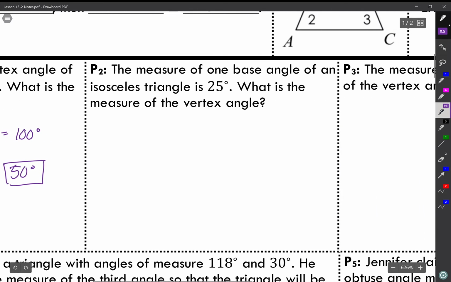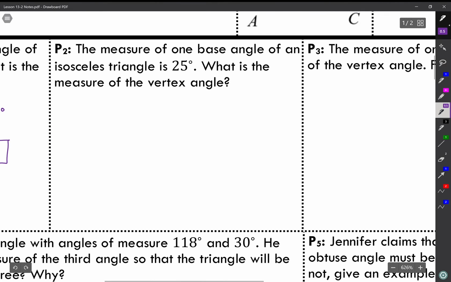All right, number 2. The measure of one base angle of an isosceles triangle is 25 degrees. What is the measure of the vertex angle? So in this isosceles triangle, we'll say this base angle is 25 degrees. If I know one base angle of an isosceles triangle, I automatically know the other is the same, so 25 degrees. Let's find this vertex angle. We have two angles in a triangle, so we can find the third one by subtracting the sum of those two from 180. So 25 times 2 is 50 degrees.